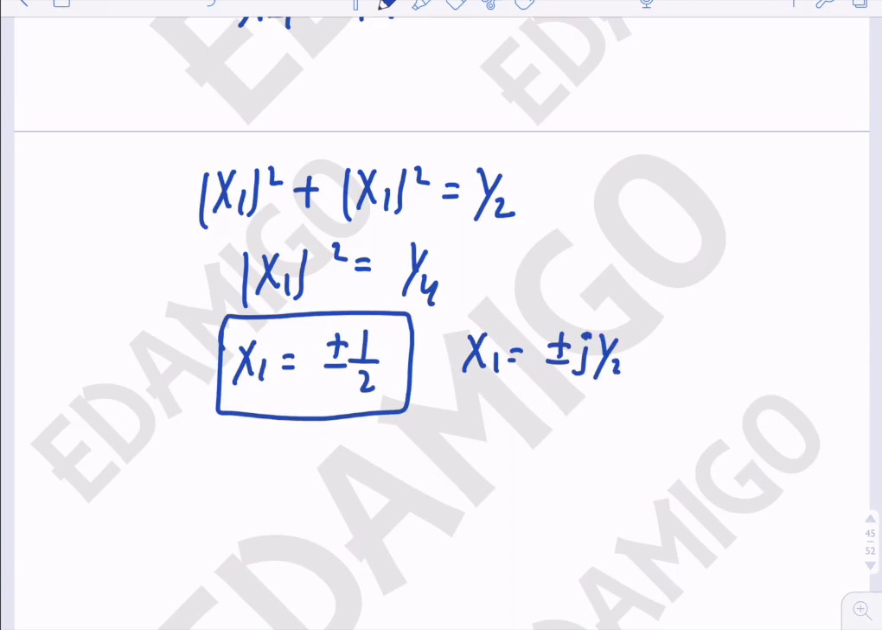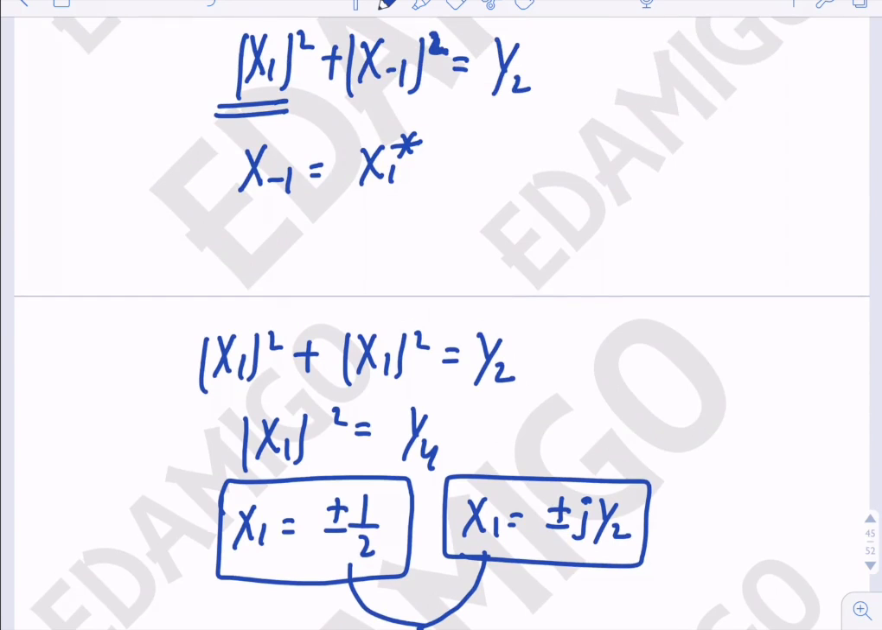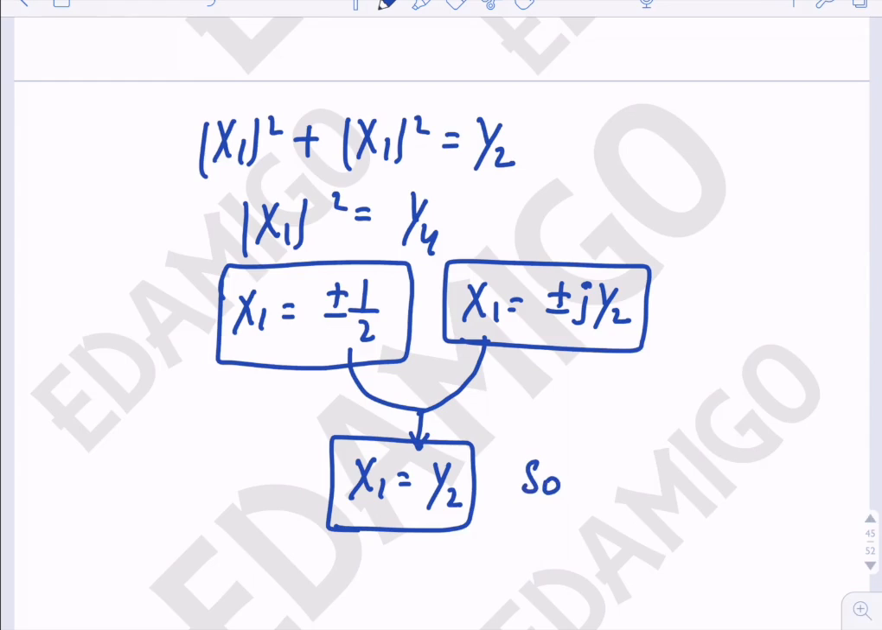Okay. Now since in the question it is given that x[1] is a positive and real number, only one possibility is there, that x[1] is equal to 1 upon 2 and x[-1] is equal to x[1] conjugate. So x[-1] is equal to 1 upon 2, because 1 upon 2 conjugate is also 1 upon 2 only.